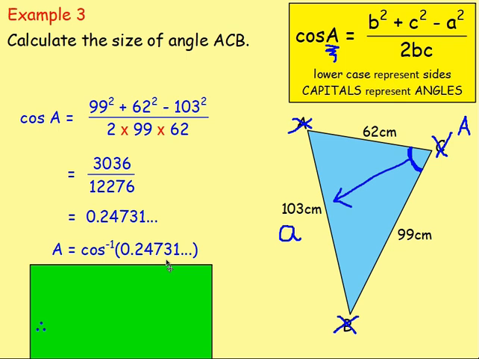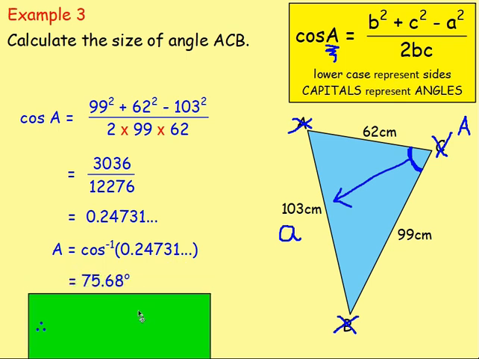Shift cos equals, inverse cos equals, second cos equals. It works differently in all the calculators, but you end up getting 75.68 degrees. So it means that is the size of this angle. But what I would always do with this is go back to the actual question. We are asked to calculate the size of angle ACB, so don't finish off by saying A equals. We just changed the letters to make it a wee bit easier for us when we're applying the formula.